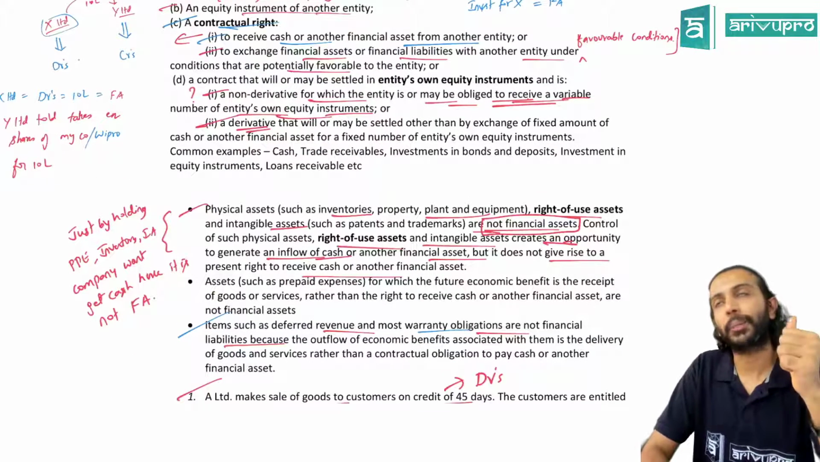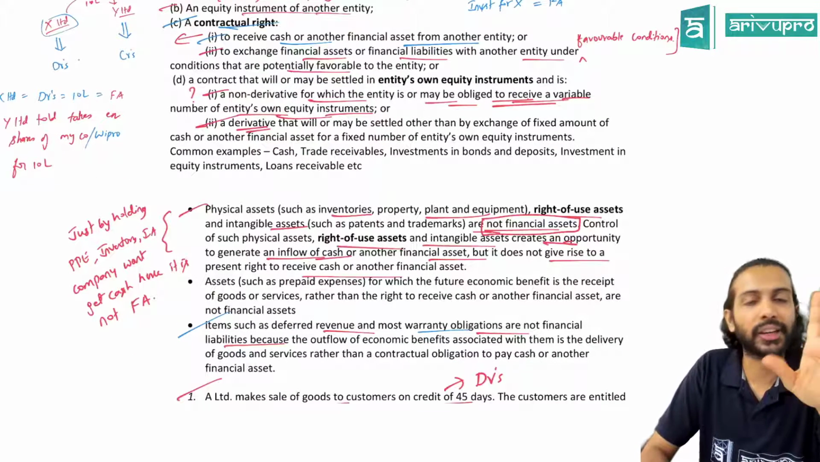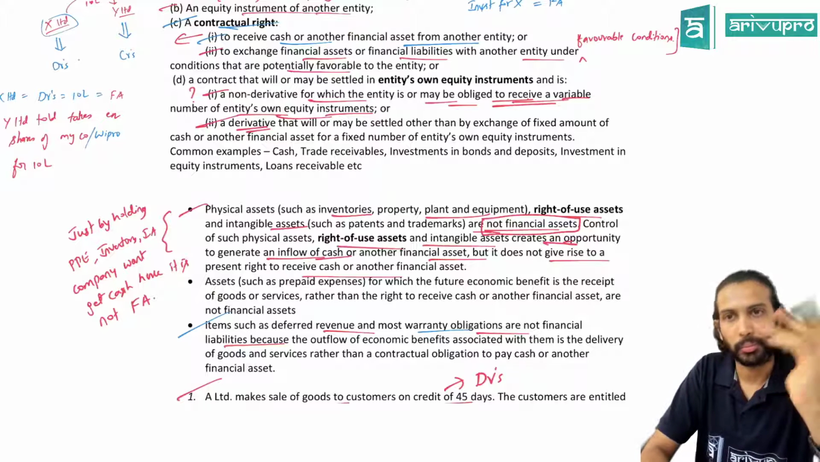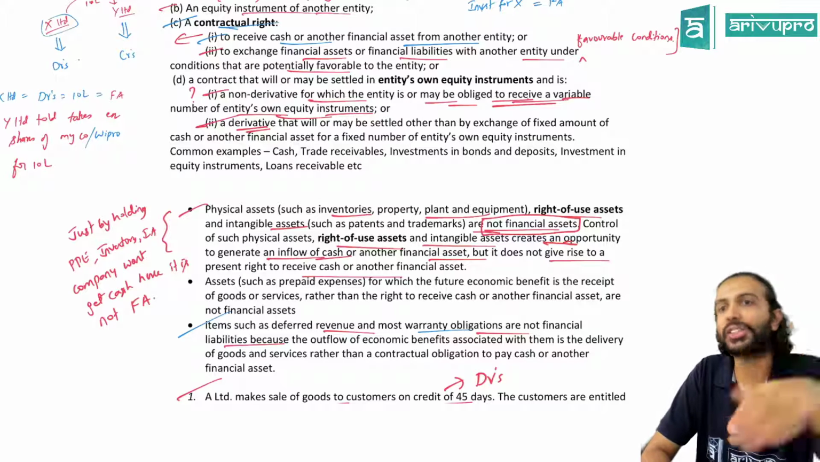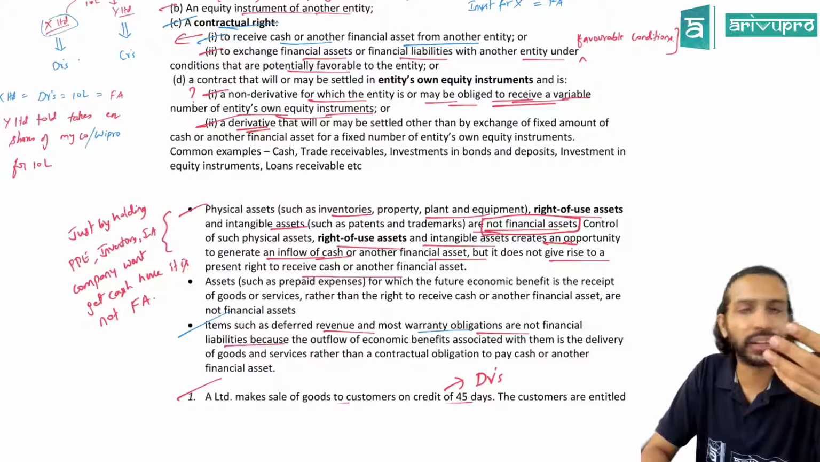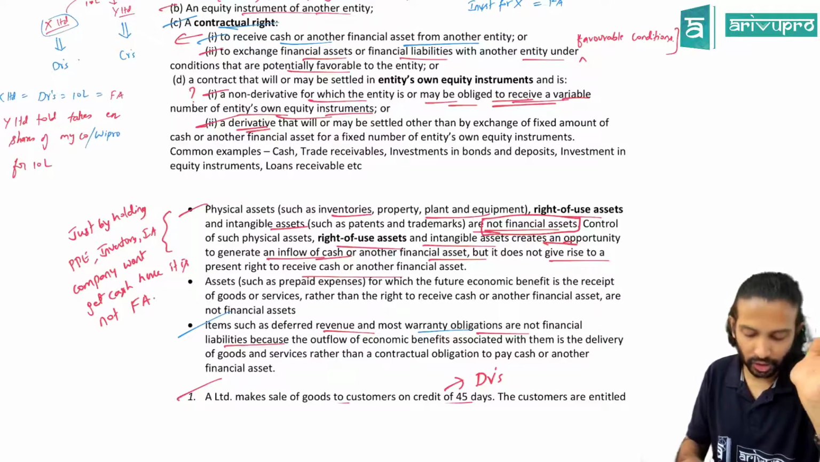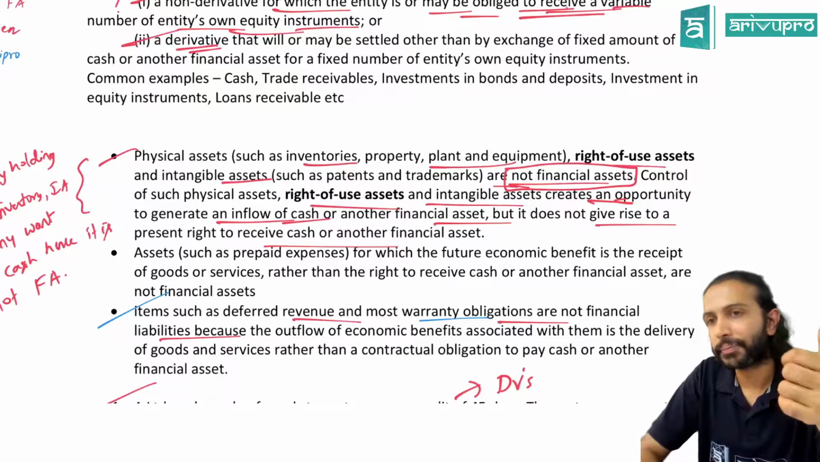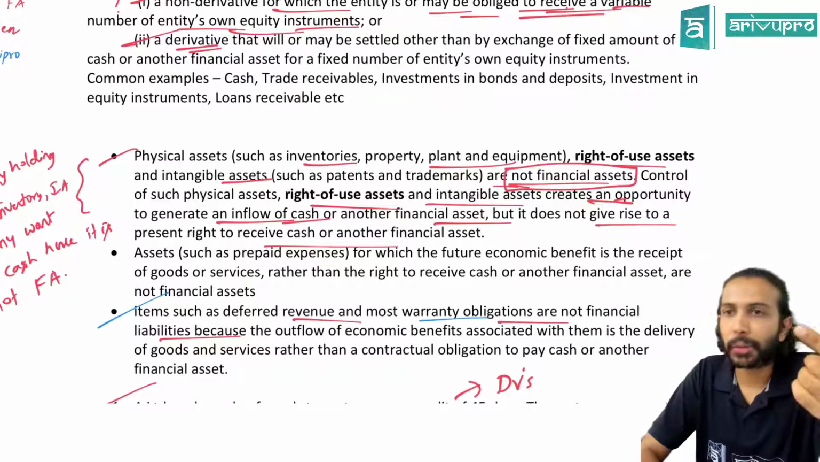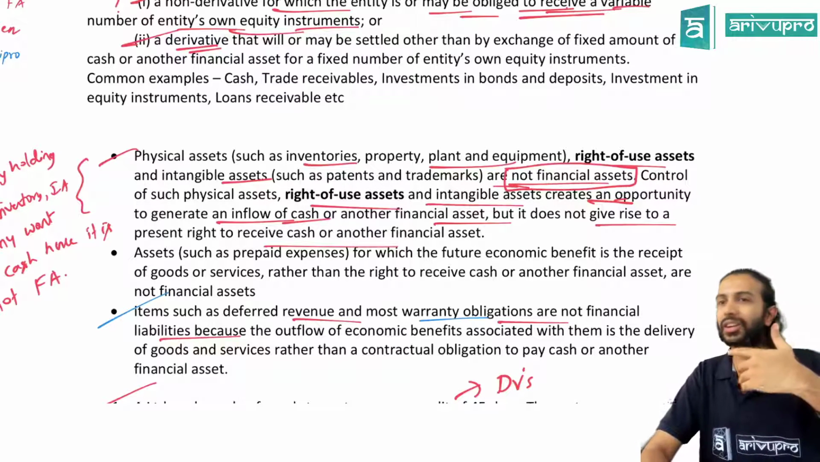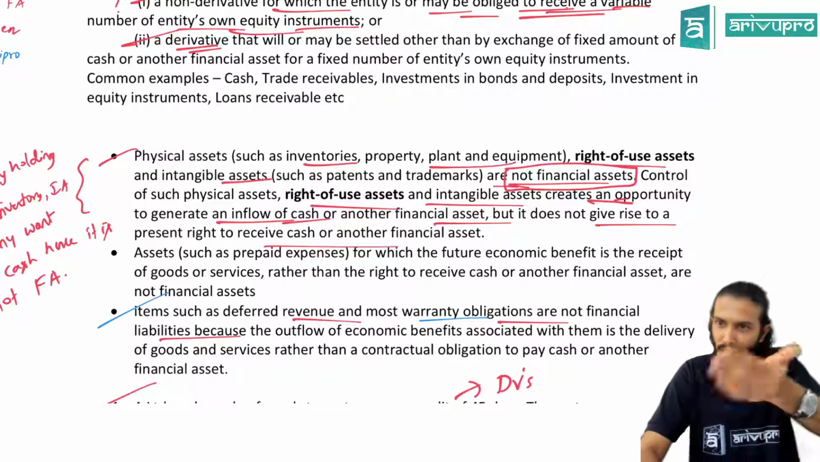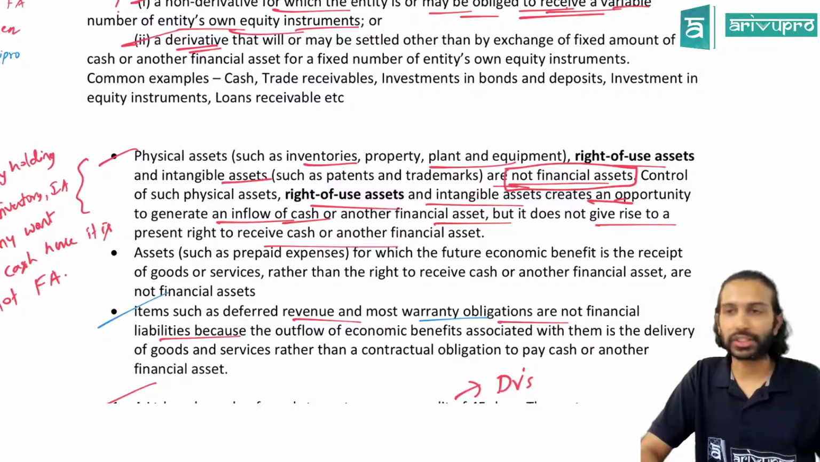Are PPE, tangible assets, intangible assets, goods financial assets? No, because by using them you can generate inflows. By holding them, can you generate the inflows? No, that means they are not financial assets. Prepaid expense? Prepaid salary paid to employees? No, because what you get in return is a specific service. Advance paid to supplier? You have a right to receive the goods, which is not a financial asset.